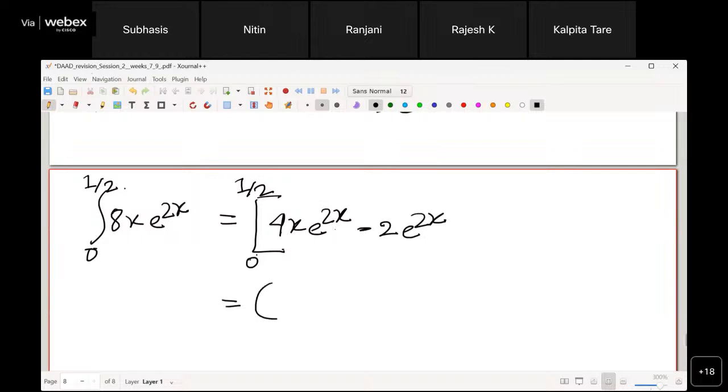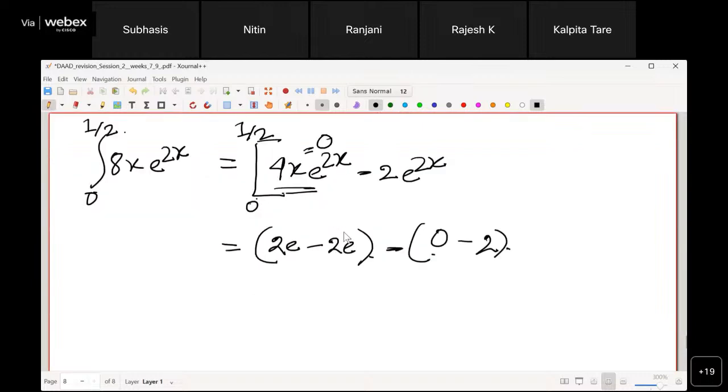This is half, 2e, 2e minus. This is also 2e, right? 2e. And again, I need to substitute 0. If I substitute 0, this is precisely 0. And this is 0 minus 2, right? So this is 0 minus of minus 2, which is 2. 2, right?